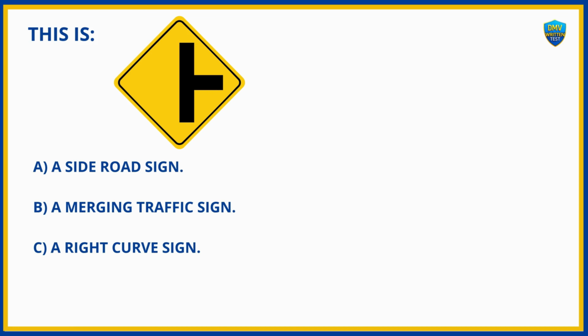This is A. A side road sign. B. A merging traffic sign. C. A right curve sign. And the answer is A. A side road sign.